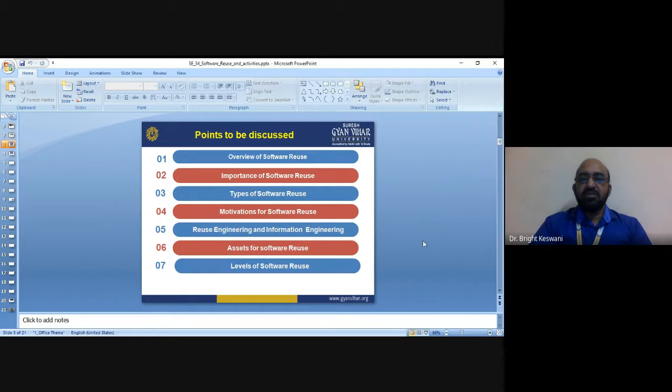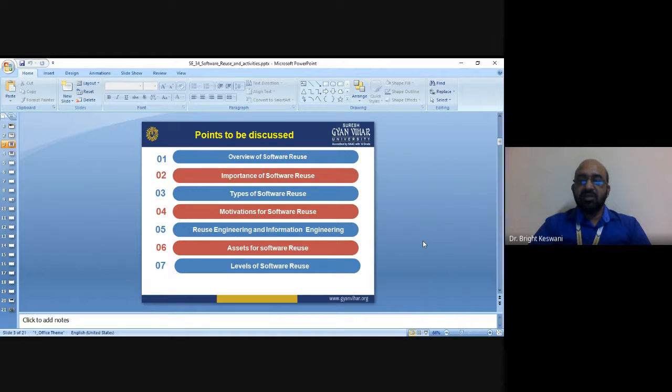These are some topics to be discussed during the lecture. First of all, we will give you the overview of software reuse. Then we will discuss the importance of software reuse, and there are various types of software reuse, so we will discuss them. Then motivation for software reuse will be discussed. Reuse engineering and information engineering will be discussed. Assets for software reuse is a very important topic, and we will discuss it during this lecture.